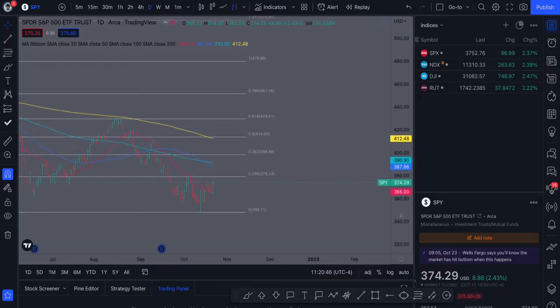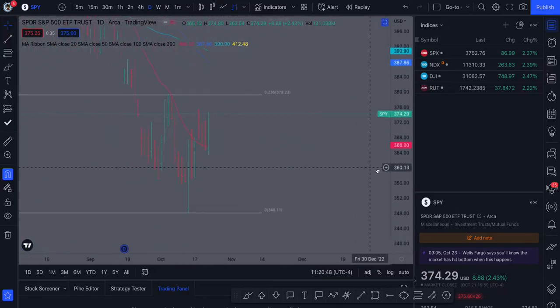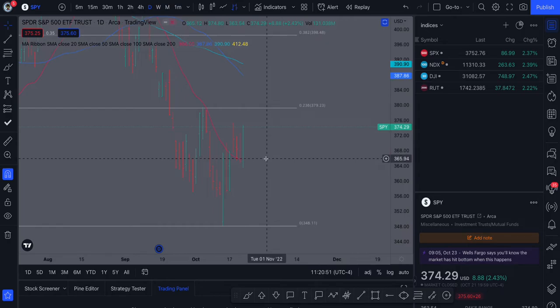So for instance, here you can see that this is kind of a level. Before I cleared this, I'm pretty sure this was about a level I had for a stop loss. So you see that's the 20-day moving average.